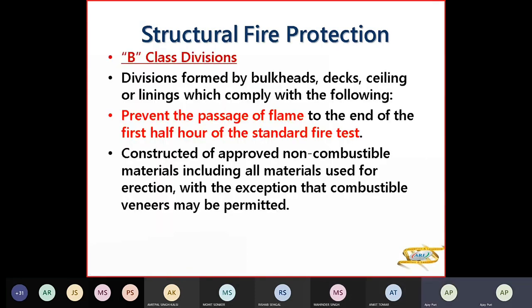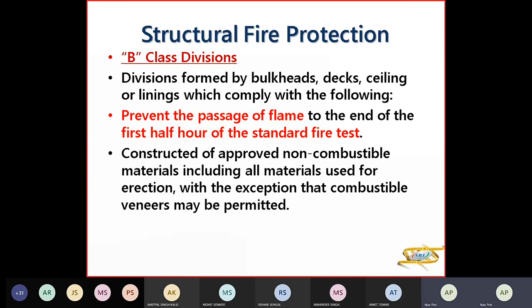Now we come to B class divisions. So the B class divisions are formed by bulkheads, decks. So these two were common of A. The additions are ceiling and linings. Those are added things. So they prevent the passage of flame only.